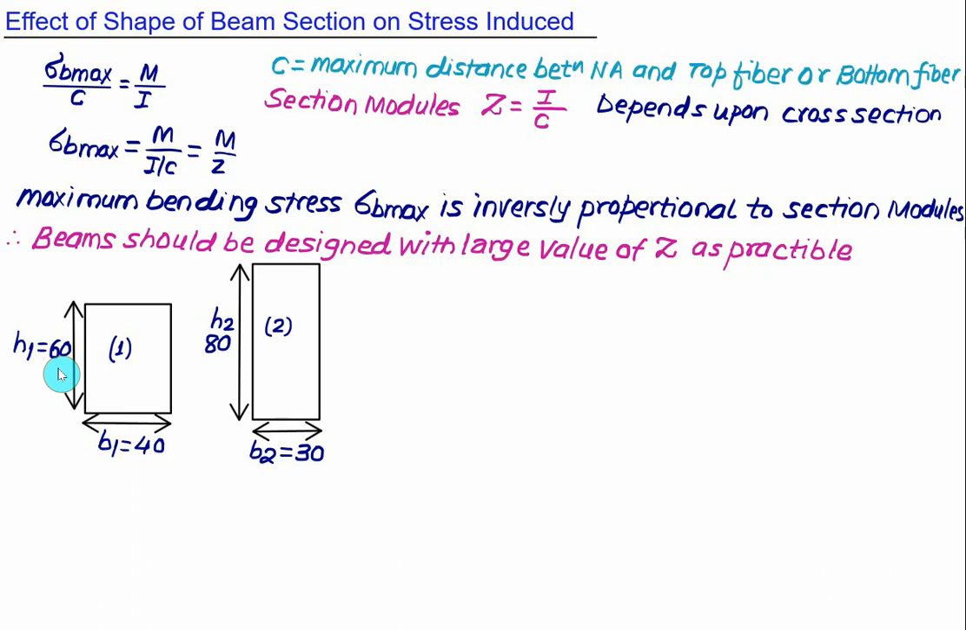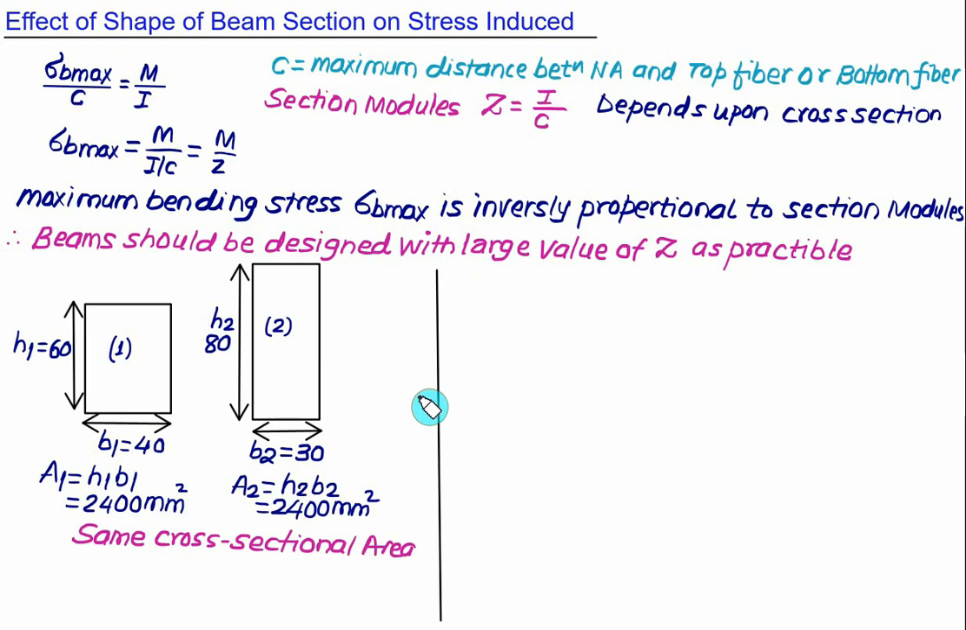In the first case we have depth equal to 60 and width equal to 40. So in the first case the cross section area will be h1 multiplied by b1, equal to 40 multiplied by 60, that is 2400 mm square. In the second case, we have reduced the width to 30 and made the height equal to 80. In this case also you get the area equal to h2 multiplied by b2, that is 30 multiplied by 80, equal to 2400 mm square. Means the cross section area in both the cases is the same.